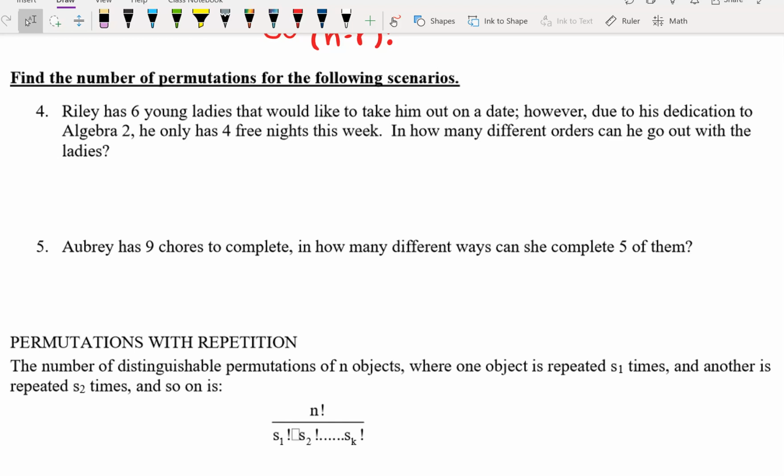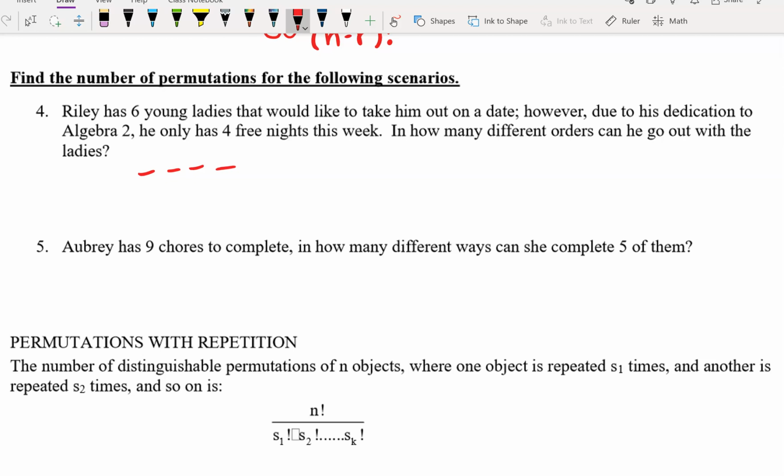All right, Riley has 6 young ladies that would like to take him on a date. However, due to his dedication to algebra, he only has 4 free nights this week. How many different orders can he go out with the ladies? There's 2 ways that we can do this. One way is we can think about the fact that he has 4 free nights. So 1, 2, 3, 4 free nights.